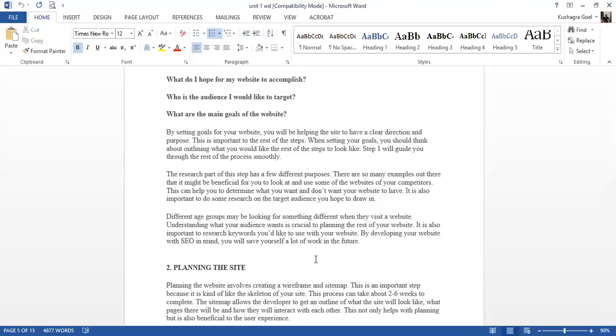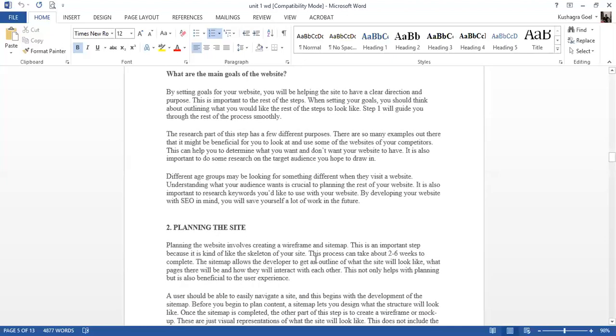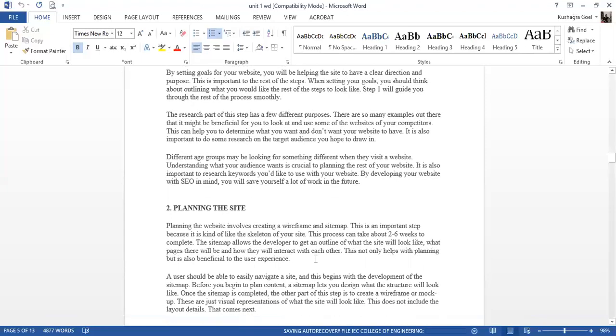It's also important to do some research for the target audience you hope to draw. Different age groups may be looking for something different when they visit a website. Understanding what your audience wants is crucial to planning the rest of your website. It is also important to research keywords you would like to use with your website. By developing your website with SEO in mind, you will save yourself a lot of work in the future.